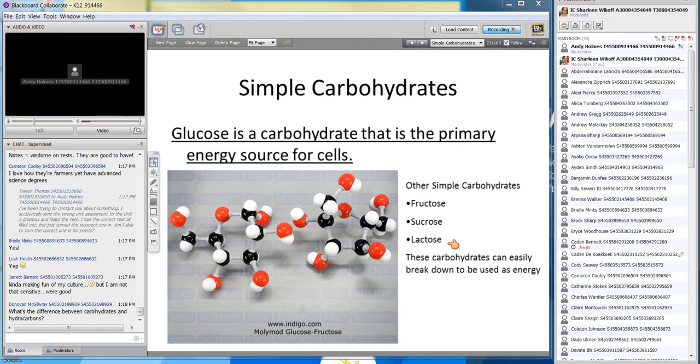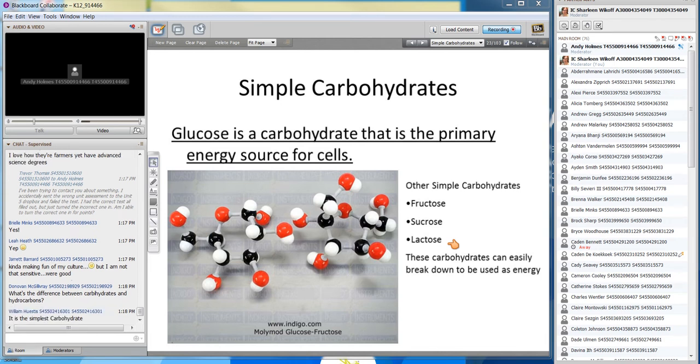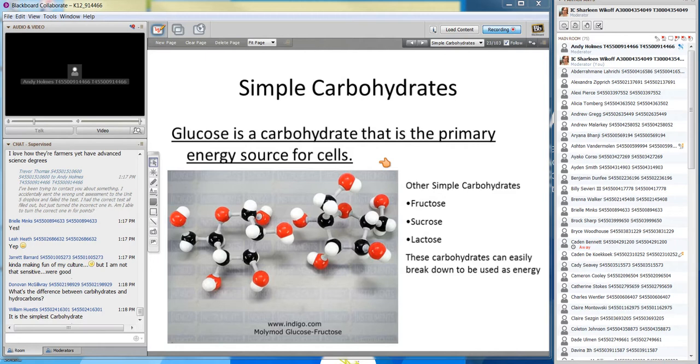flour. If you have bread, it actually breaks down into glucose because it has to break down into glucose so that your cells can use it. Glucose is the simplest energy source. It's the simplest sugar for cells to use.